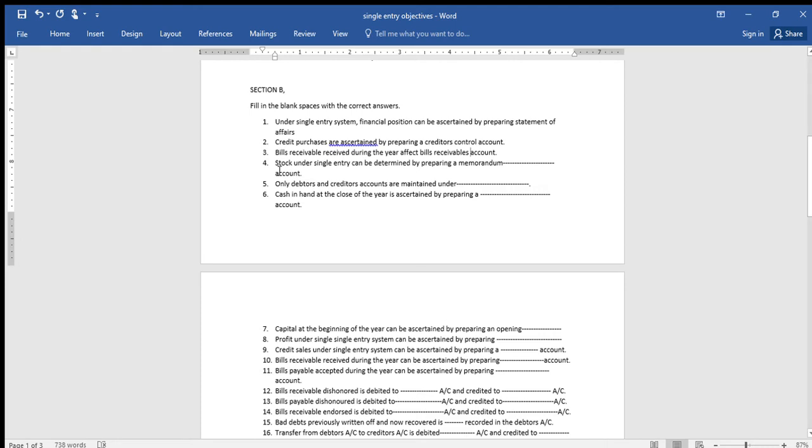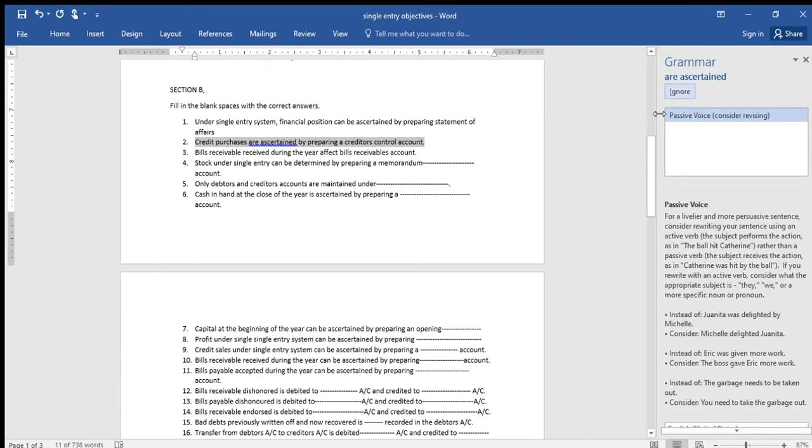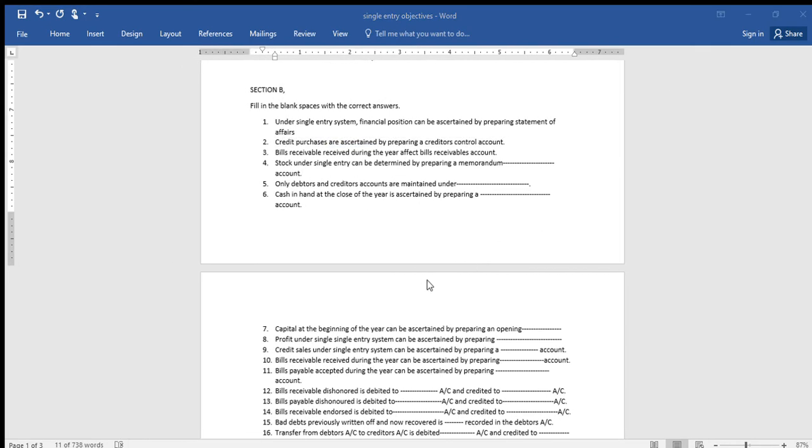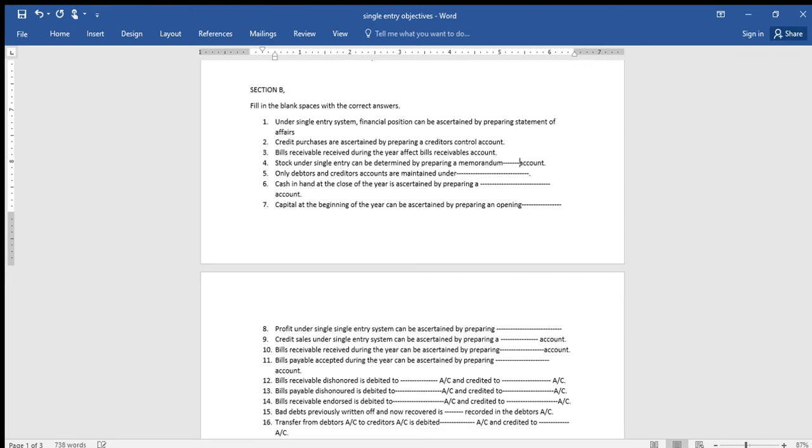Question 4, that's saying stock under single entry system can be determined by preparing a memorandum trading account. Stock under single entry system can be determined by preparing a memorandum trading account.